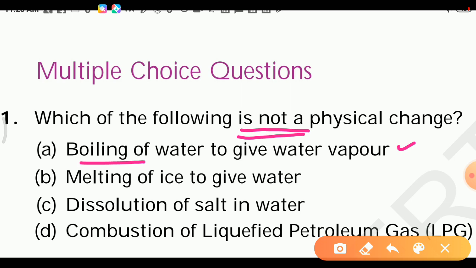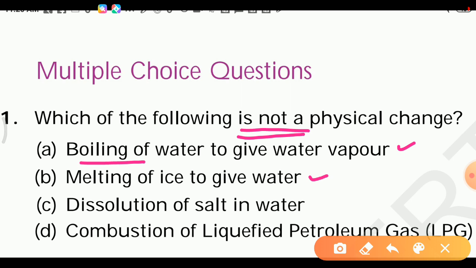Then B is melting of ice to give water. Melting of ice is also a physical change. In this also, the nature and identity of the initial substance is not changing. Initially ice is actually water, H2O. Water is also H2O. So nature and identity is not changing. This is also a physical change.